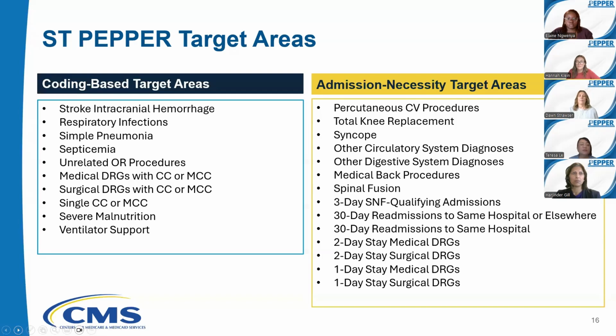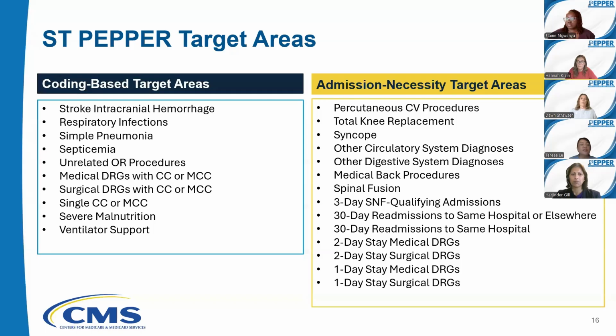Within the short-term PEPPER, there are 24 target areas. The coding-focused target areas seek to identify areas with potential over or under-coding problems. These include stroke, respiratory infections, simple pneumonia, septicemia, unrelated OR procedures, medical, surgical, and single CCs or MCCs, severe malnutrition, and ventilator support. The short-term PEPPER identifies both high and low outliers for these target areas.